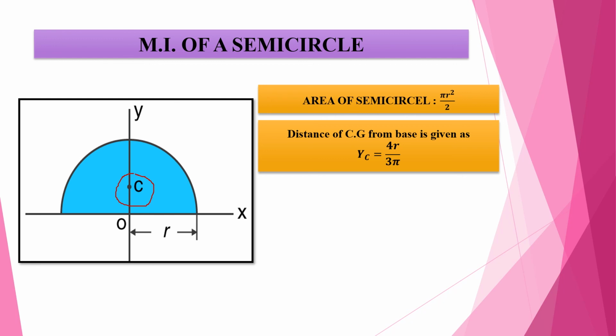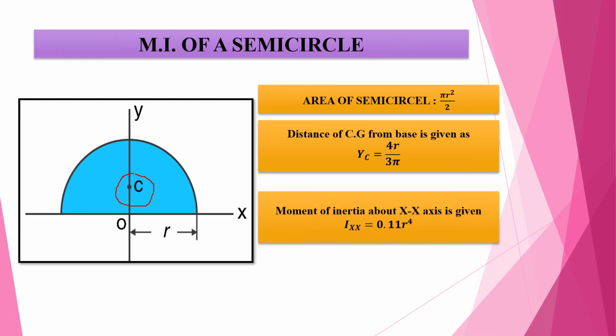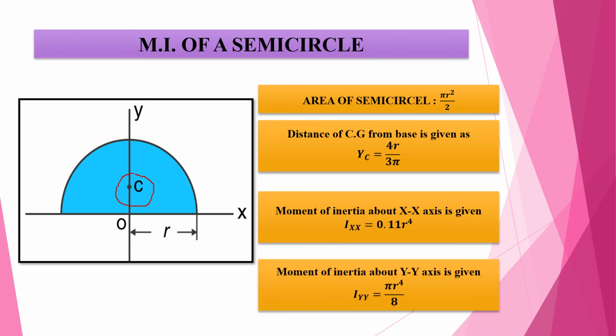Then the moment of inertia about the x axis for the semicircle is given as Ixx equals 0.11 r to the power 4, and the moment of inertia for the semicircle about the y axis is given as Iyy equals pi by 8 r to the power 4.